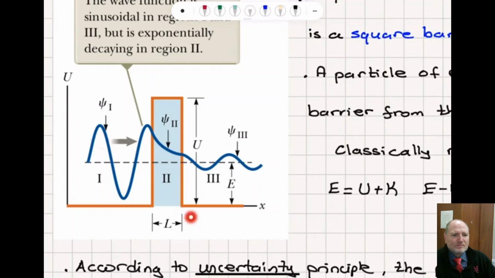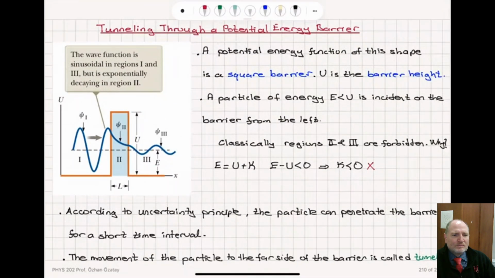Now, if this barrier has a width L, it's a square barrier, and if the energy of the particle is less than the potential energy, classically we see that the energy of the particle is potential plus kinetic. E minus U less than 0 implies kinetic energy less than 0. So the particle cannot exist in regions 2 and 3 classically. Quantum mechanically it can, according to the uncertainty principle, for a short time interval.